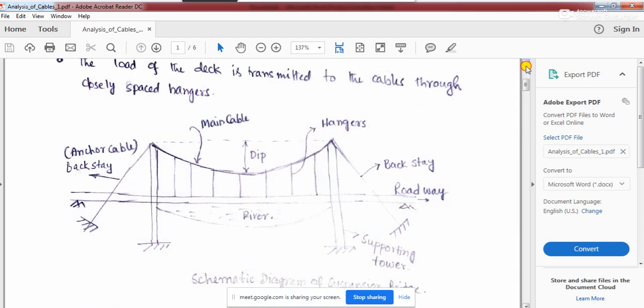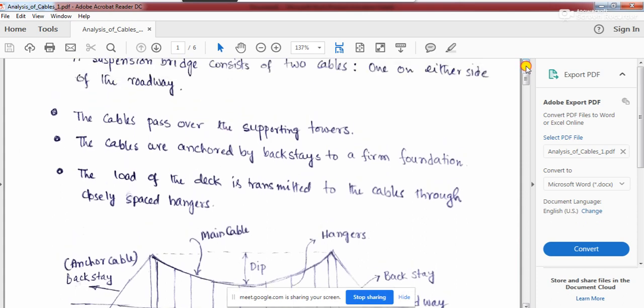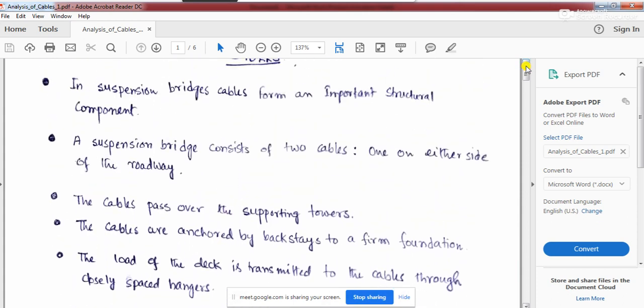So you see what is being said at the initial stage of the discussion. If you remember, in suspension bridges, cables form an important structural component. Whenever there is a suspension bridge, you are suspending the deck of the bridge. What is the deck of the bridge? The deck of the bridge is nothing but the platform over which the cars, people, vehicles are moving, isn't it? That is the deck of the bridge.